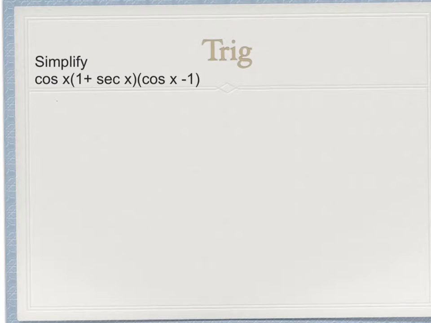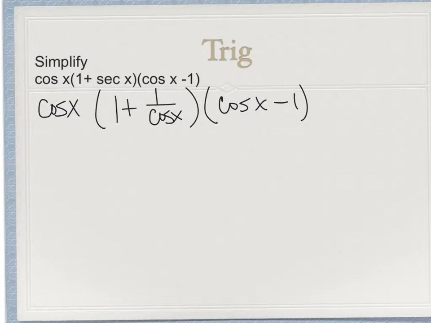Now we're going to simplify cos x times 1 plus sec x times cos x minus 1. And again, I'm going to substitute everything in sines and cosines, which means that this sec x is going to become a 1 over cos x. So I took the sec x and replaced it with 1 over cos x. Everything else is still the same.